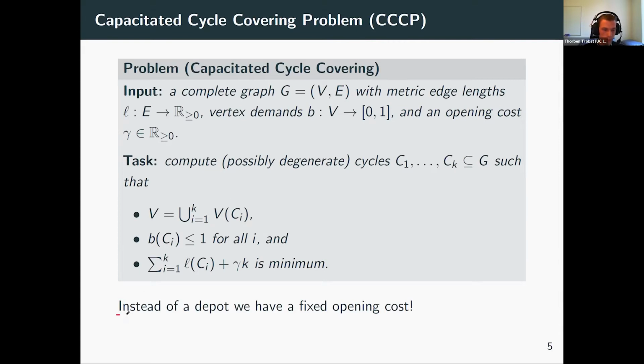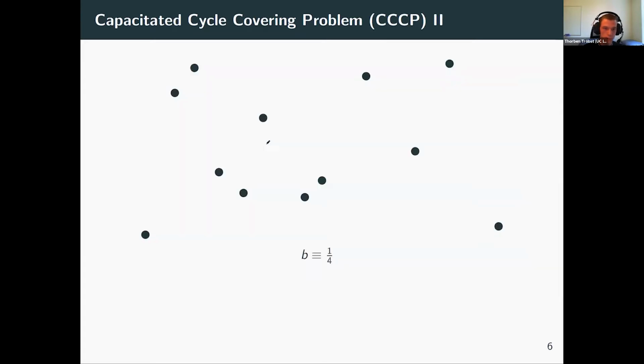So the main change from vehicle routing is that we essentially replace the non-uniform opening costs in the vehicle routing problem, which come from connecting to the depot, by uniform costs, which makes the problem simpler. Okay, so here's an example. Let's say your finite metric space is just a Euclidean plane with some points in it. And let's say the demand is uniformly 1/4 everywhere. So you can put 4 points into a cycle.